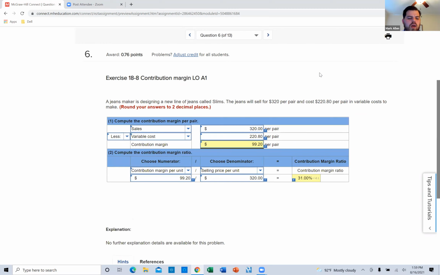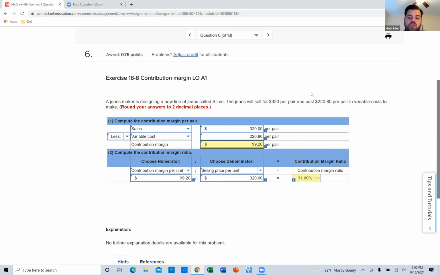Now we're going to get into some numbers. So number 6, a jeans maker is designing a new line of jeans called Slims. The jeans will sell for $320 per pair and cost $221 in variable costs. So these are very, very expensive jeans. So let's see how this works. In this case, the first thing I've got to do is calculate contribution margin. It's always pretty much a good idea if we're dealing with Chapter 18 information. Even if the question doesn't ask you for it, just calculate that contribution margin. It's a great habit to get into. It doesn't take you but 3 or 4 seconds, and you're probably going to need it somewhere in the question.